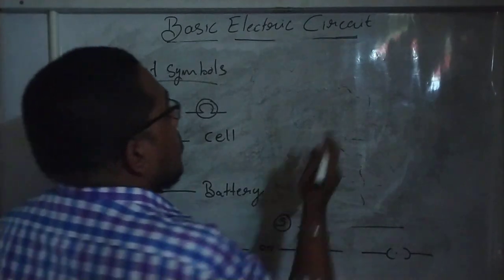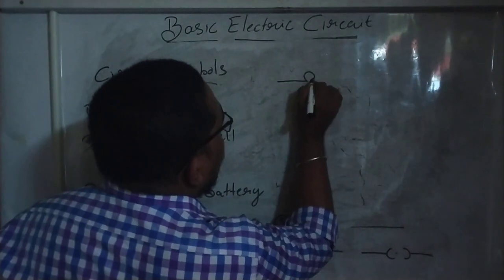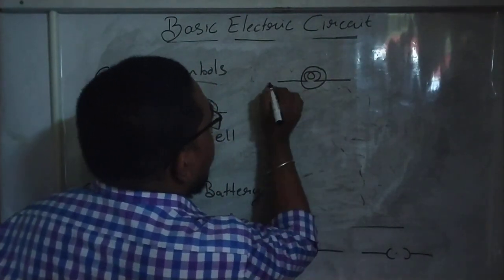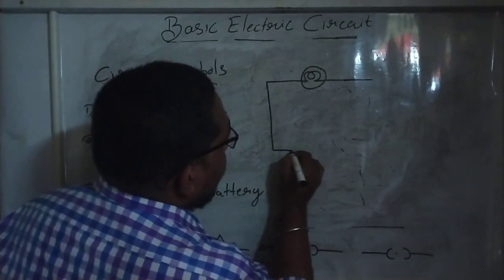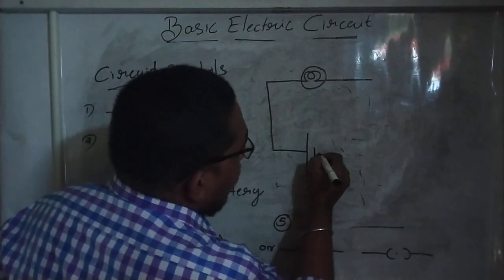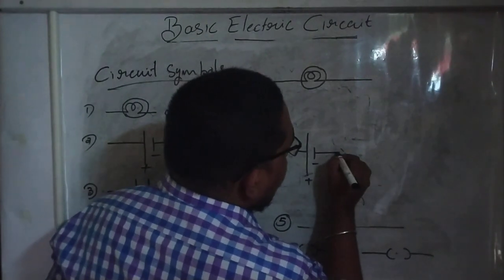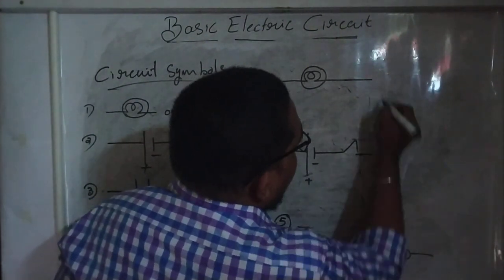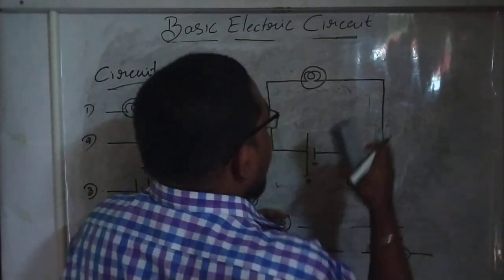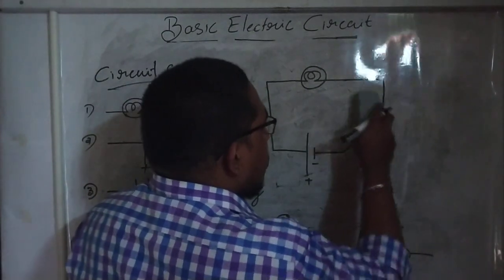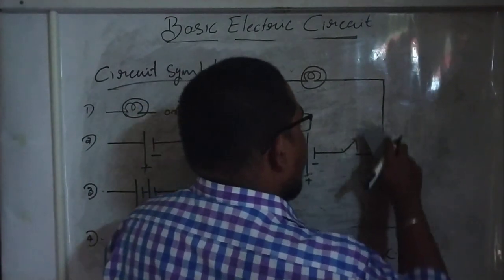Okay. This one. The first one, electric bulb. Then connecting wire. Cell with positive and negative potential. And electric switch. So this is the way you draw a simple electric diagram by using the circuit symbols.